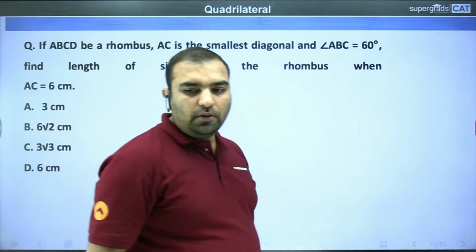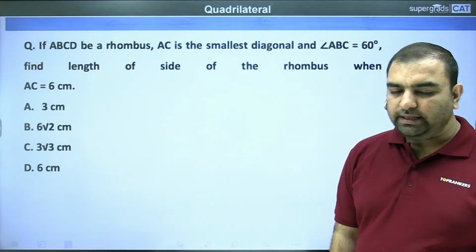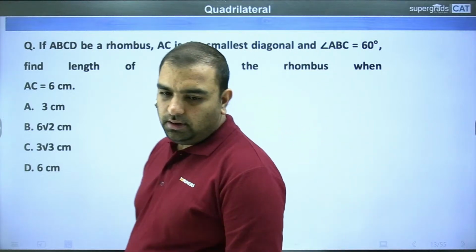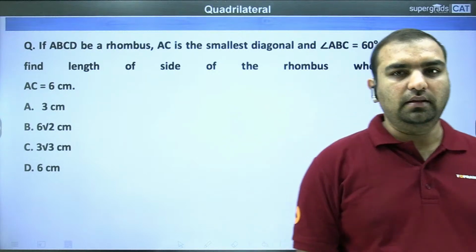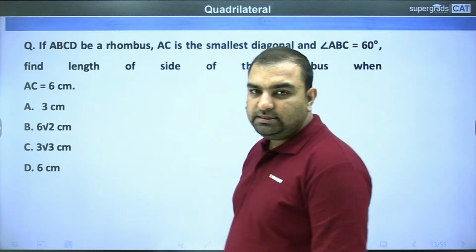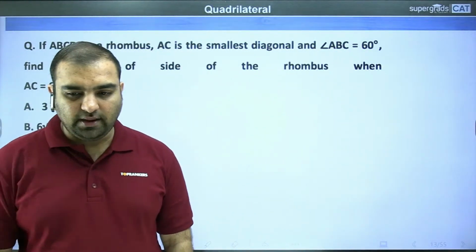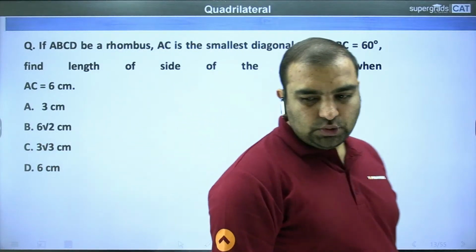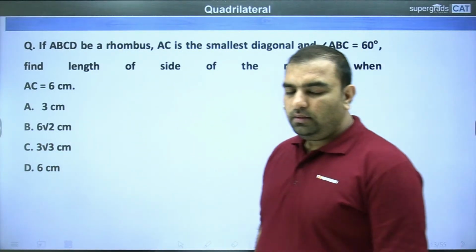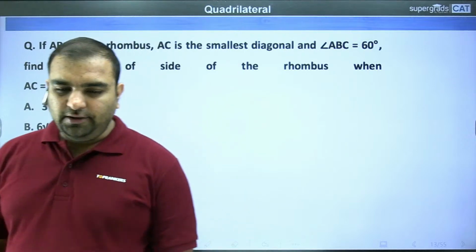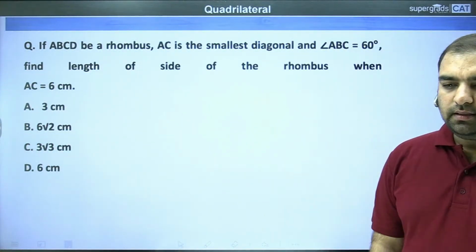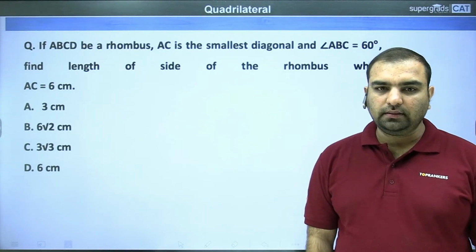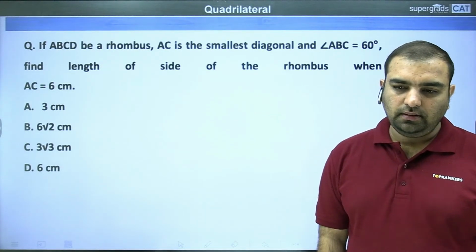One more question from rhombus. ABCD एक rhombus है. ABCD is a rhombus. AC is the smallest diagonal. ABC is known. What is the side of the rhombus when AC is 6? क्या लगता है आपको? What do you think?